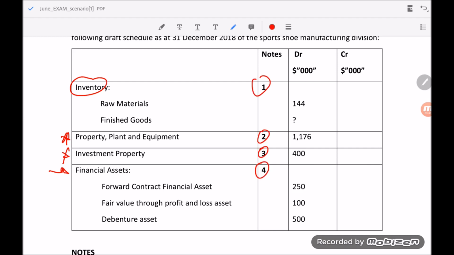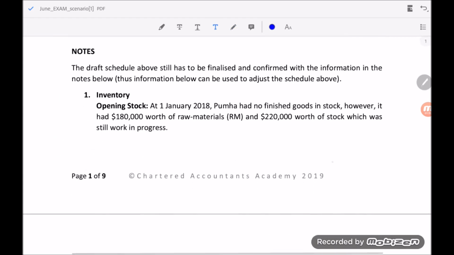So it's important for us to link. When we look at inventory, note 1 is probably going to be dealing with inventory. Note 2 is probably going to be dealing with PPE. You can see the structure of the case study now starting to come out. Let's go further down and see what's happening. When you go to the notes, let's start with what they're telling us about them. They say here, the draft schedule above still has to be finalized and confirmed with the information in the notes below. Thus, the information below can be used to adjust the schedule above.